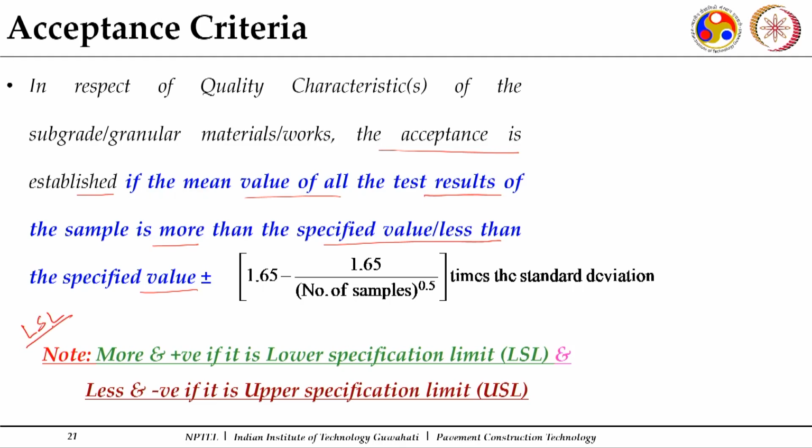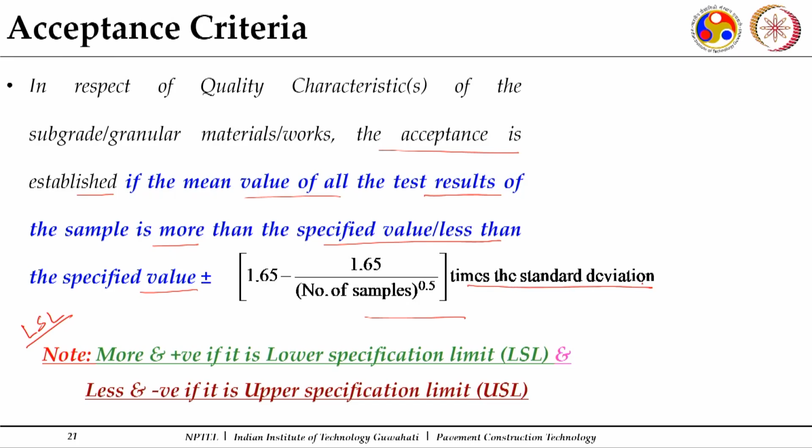Now, here it says that in that particular case the mean should not be less than the specified value plus this particular term. But if there is an upper specification limit, then the mean should not be more than the specified value minus this particular standard deviation term.